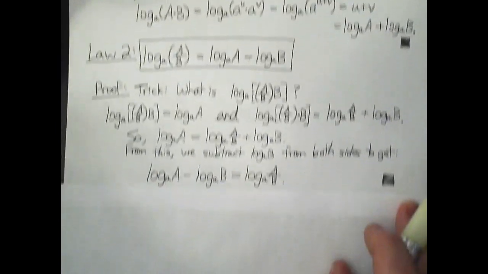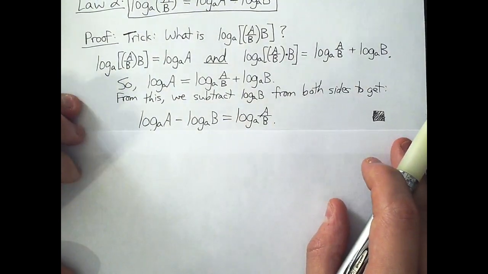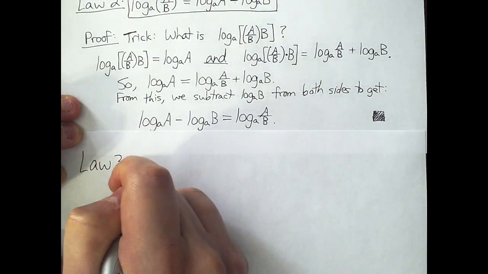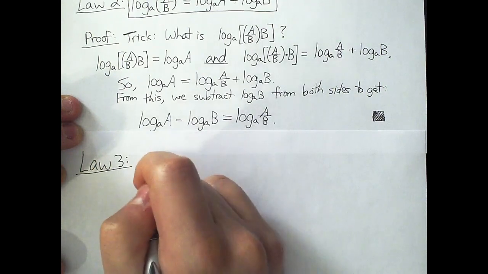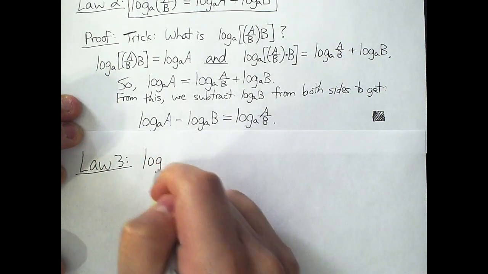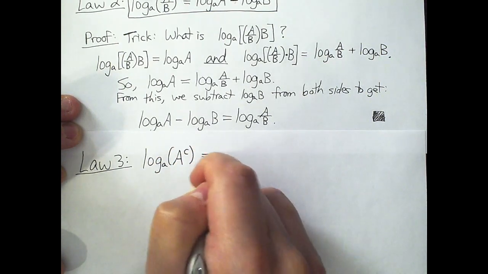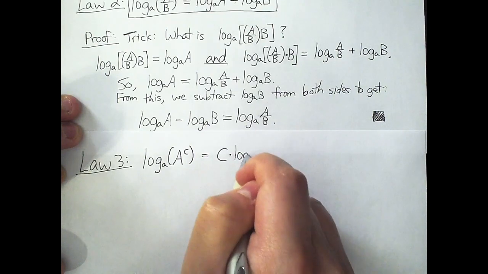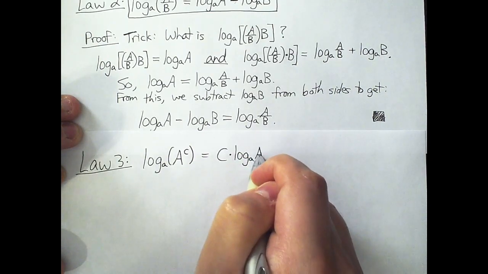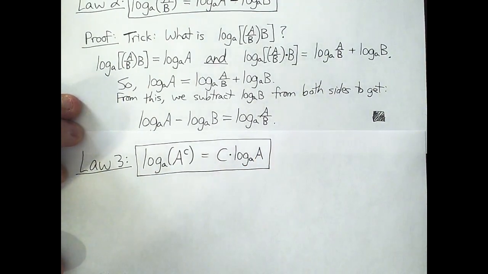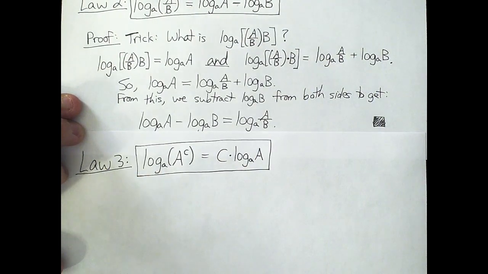If we did products and quotients, what else are we going to do? This next one, law 3, I think is sometimes called the power rule for logarithms, and it says log base a of A to the c equals c times log base a of A. And we'll prove this also. Remember, up above, we already established lowercase a is any base. A, B, and C are real numbers, and capital A is positive.